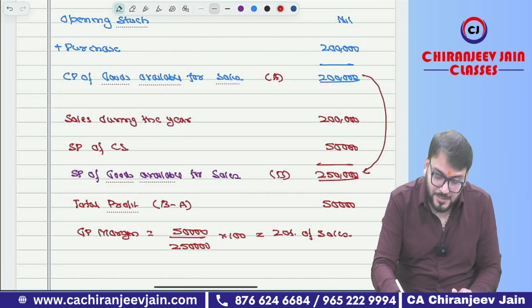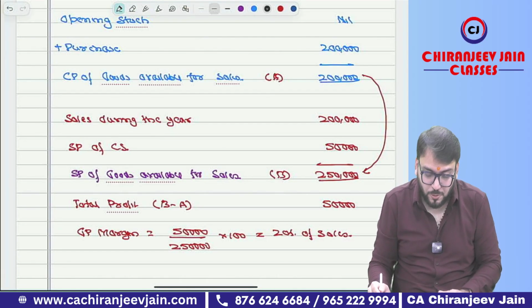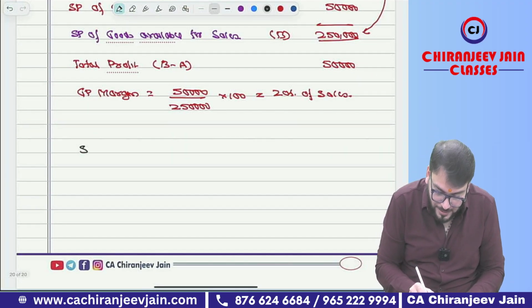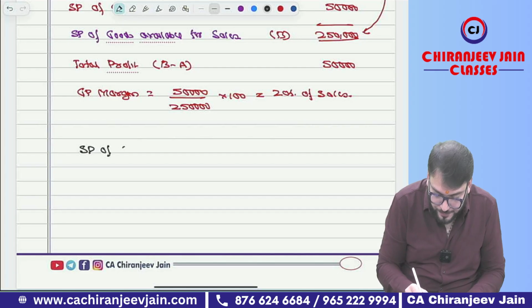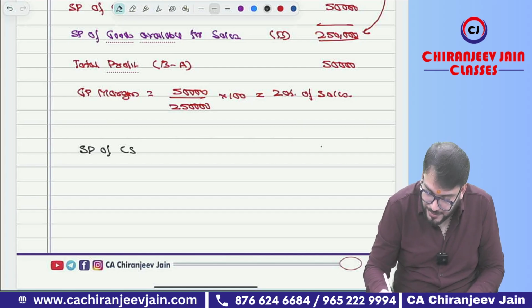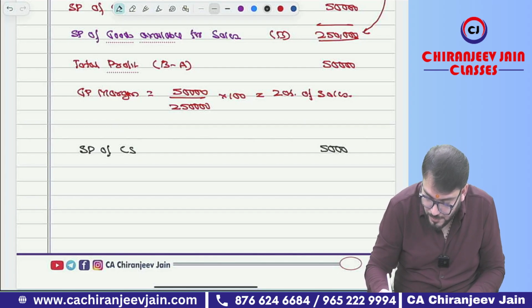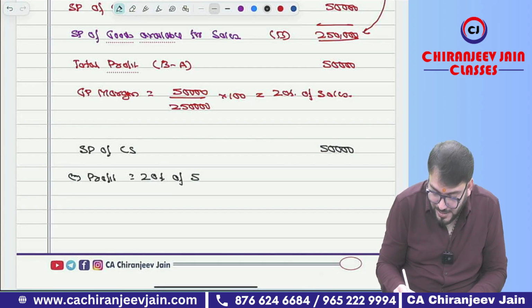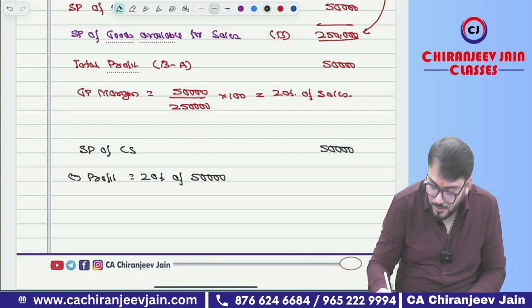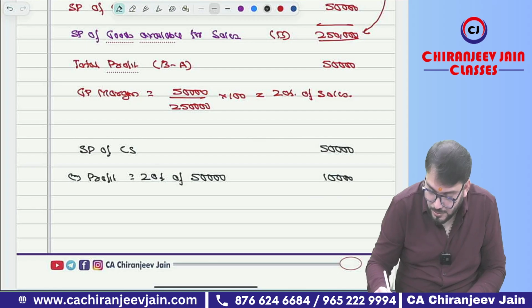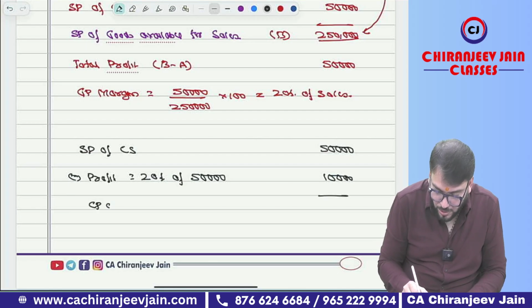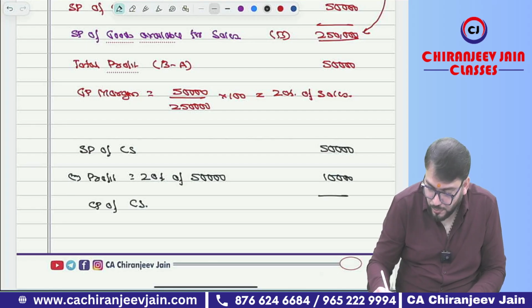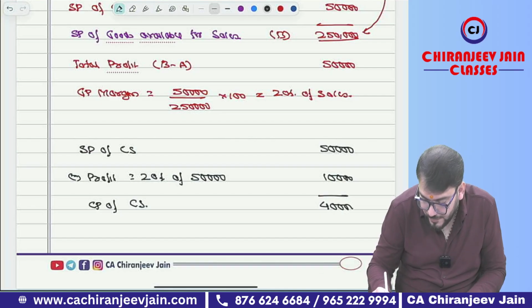Now you can apply this GP margin to find out the cost price of closing stock. Now, what is the sale price of closing stock? That is 50,000. From this minus profit. Profit is 20% of sale price, that is 50,000. So that is 10,000. So the cost price of closing stock is equal to 40,000.